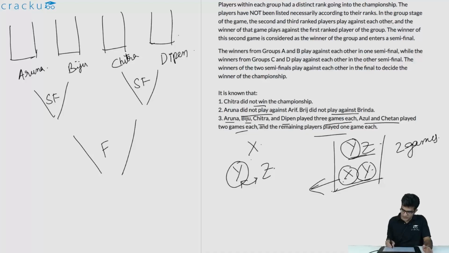Now we are told that Azul and Chetan played 2 games each. This should also tell us that in group A, Azul was not ranked 1. Azul was ranked either 2 or 3. So he played a game against Arif, he won that game, and then he played a game against Aruna and lost that game, and Aruna went to the next round. So this would imply that Azul was over here.